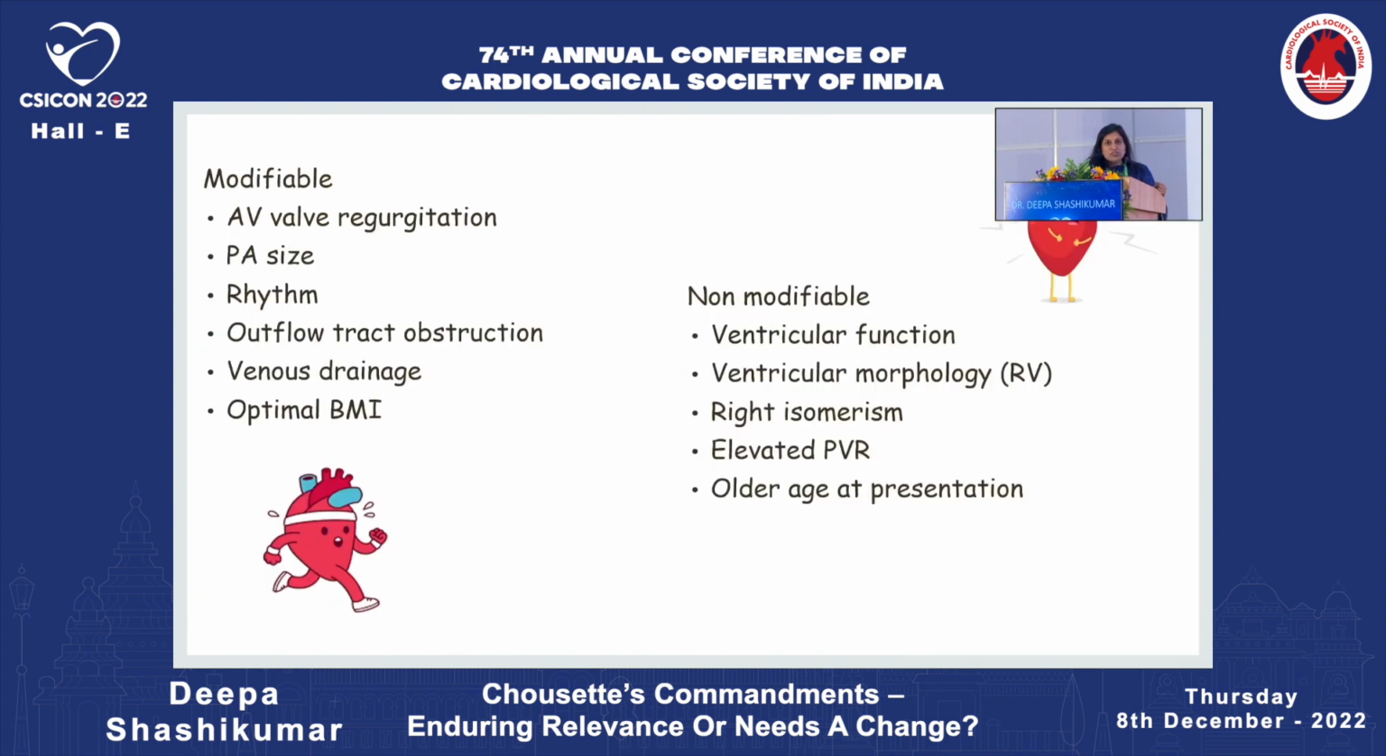So then we should look at all the modifiable risk factors, because there are a lot of non-modifiable risk factors like ventricular function, RV morphology, right isomerism, elevated PVR, older age at presentation. So then we are left with a lot of modifiable factors like AV valve regurgitation, PA size, rhythm, outflow obstructions, venous drainage. You have to optimize BMI. You have to make the patient aware about proper exercise.